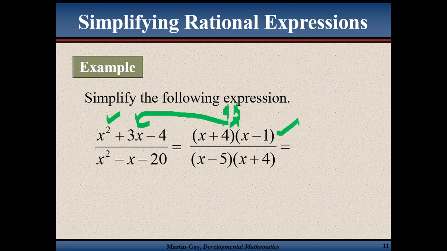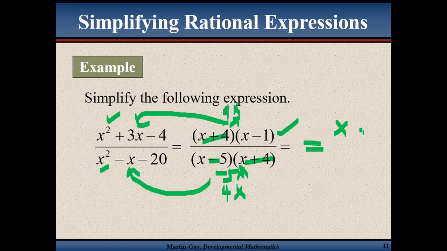Tama ito. For this one, x times x is x squared, tama. And then negative 5x plus 4x, so magiging negative x. Tama din, di ba? 5 times 4 is negative 20 because of this one, negative. Okay, so tama tayo. So, ano pwede makancel? This one is cancel. So, natira natin ay x minus 1 over x minus 5. Di ba?